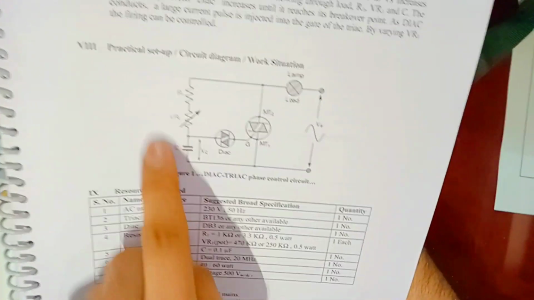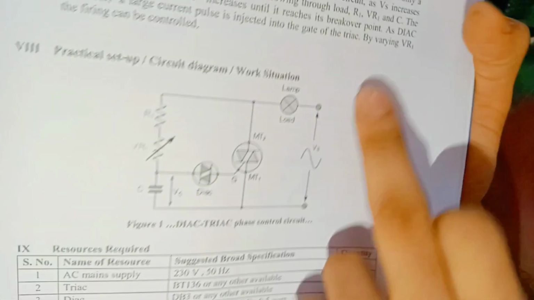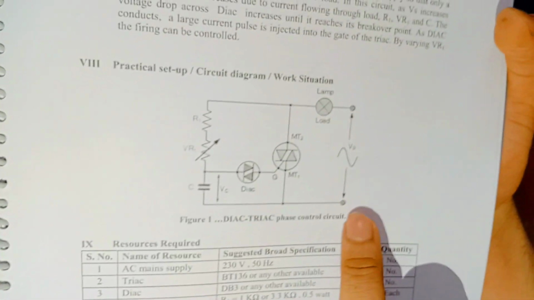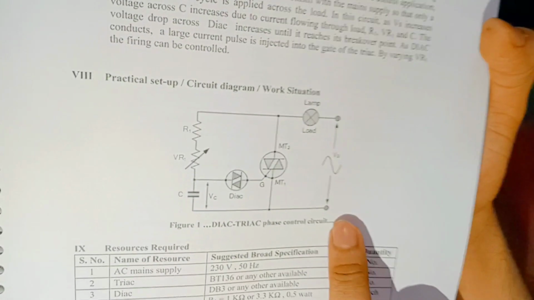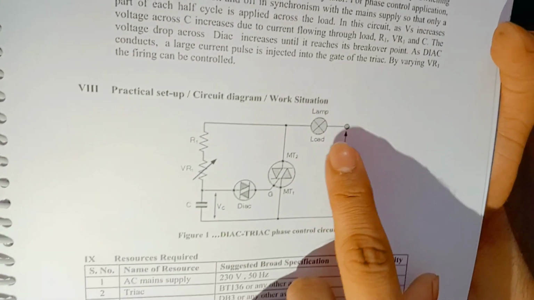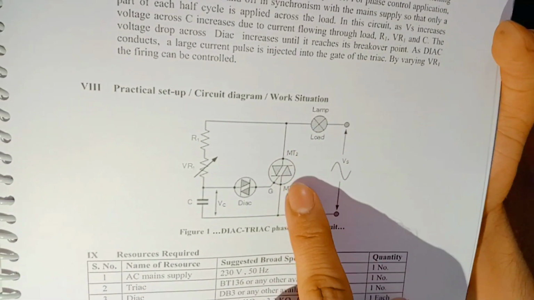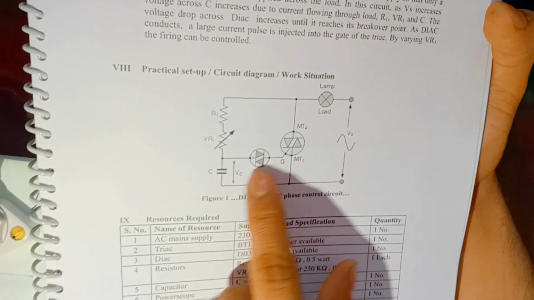Now here is our diagram. In accordance with the diagram, we make our project. Now we have phase and neutral. This phase and neutral, that is the AC supply, is the source of the supply in this project. The phase is connected to the load. After the connection of the load, we have our terminal T2. This is the symbol of the triac, and this is the symbol of the diac.